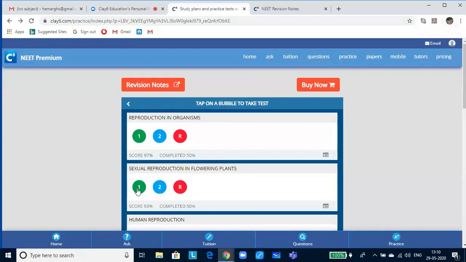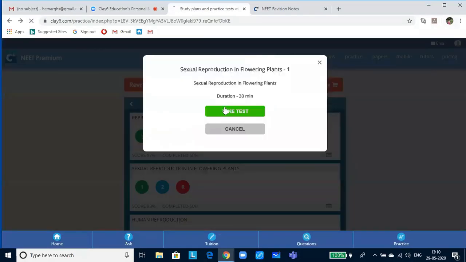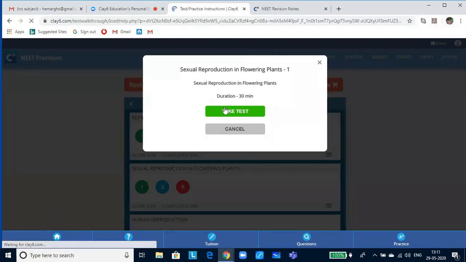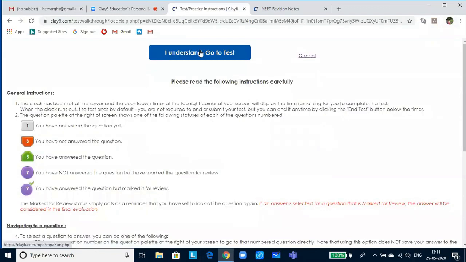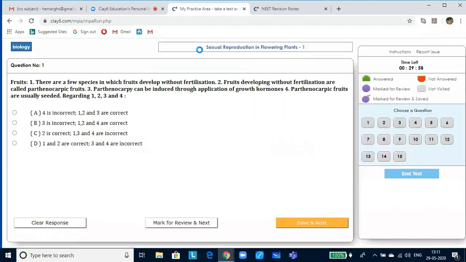Sexual reproduction in plants. Let us take a test. There are a few species in which fruits develop without fertilization. Yes, fruits developing without fertilization are called parthenocarpic fruits. Yes, parthenocarpy can be induced through application of growth hormones. Yes, parthenocarpic fruits are usually seeded. So only the fourth is incorrect. 1, 2, and 3 are correct.